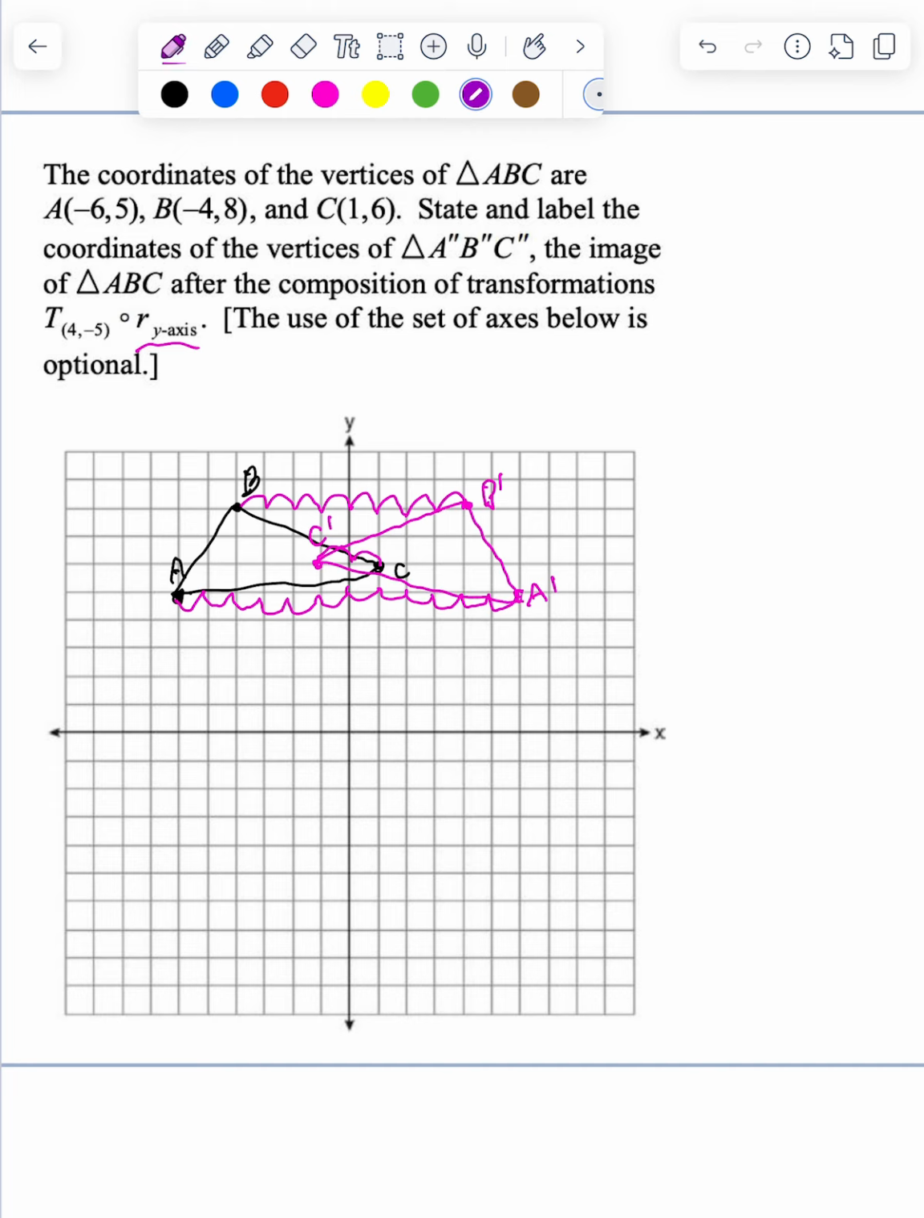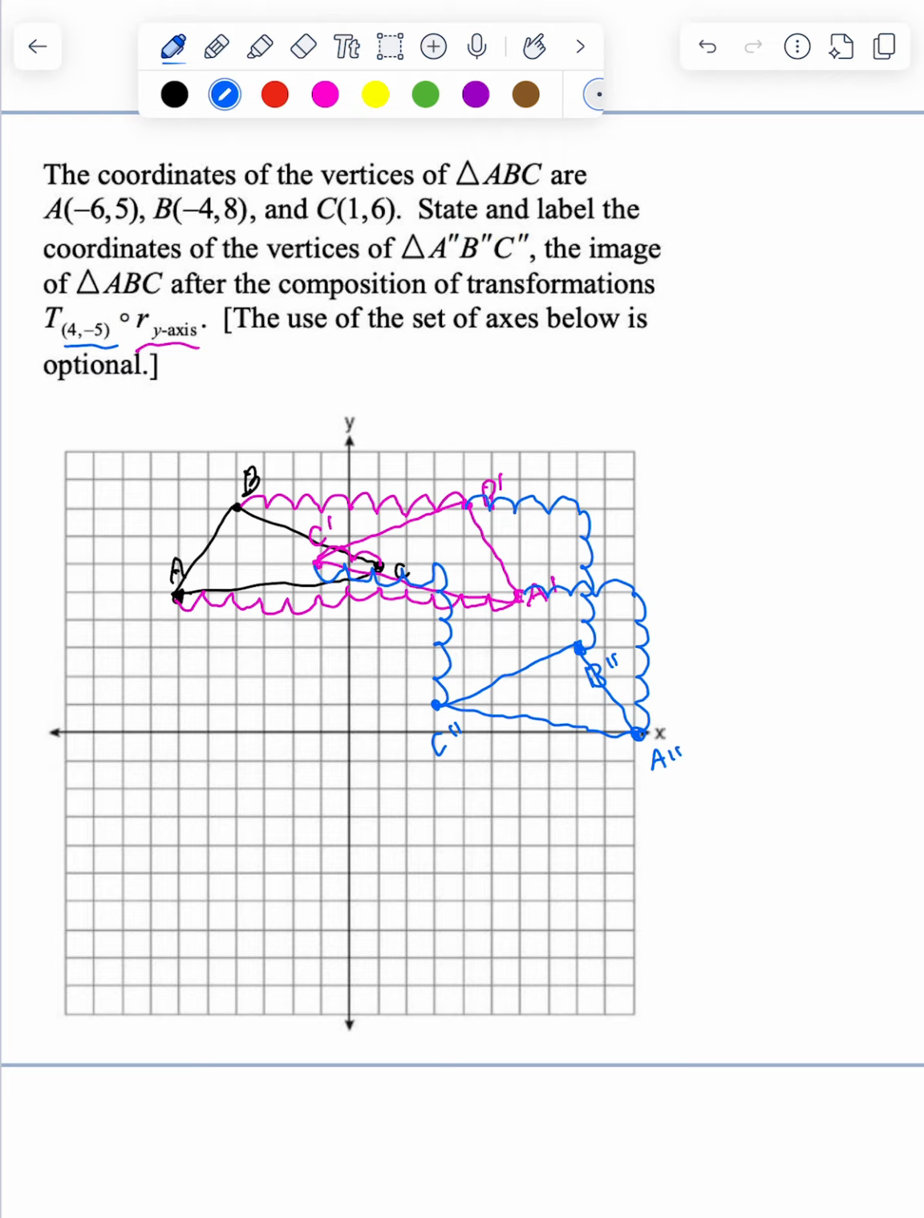And now we're going to do a translation of 4 to the right and 5 down. So I'm going to take each of the reflected points and slide it 4 to the right and 5 down. And that is my figure after both transformations. That is triangle A double prime, B double prime, C double prime.